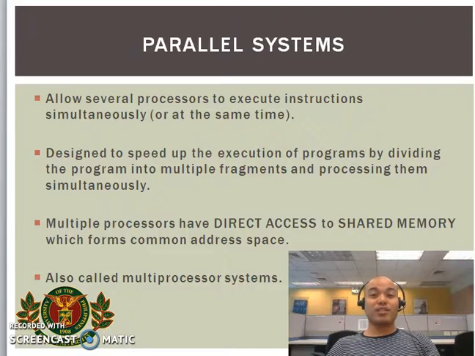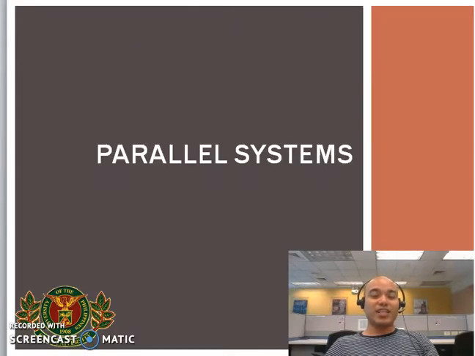So later I will discuss the difference between the parallel system and the distributed system. Actually, one of the main differences is this shared memory, which is being described here for the parallel system. And lastly, parallel systems are also called multi-processor systems. For the next, allow me to illustrate an example of a parallel system.